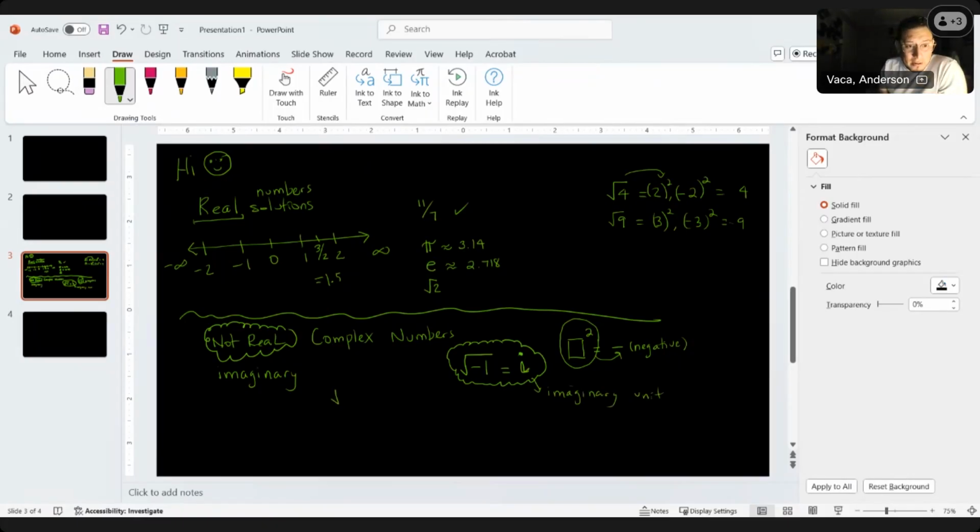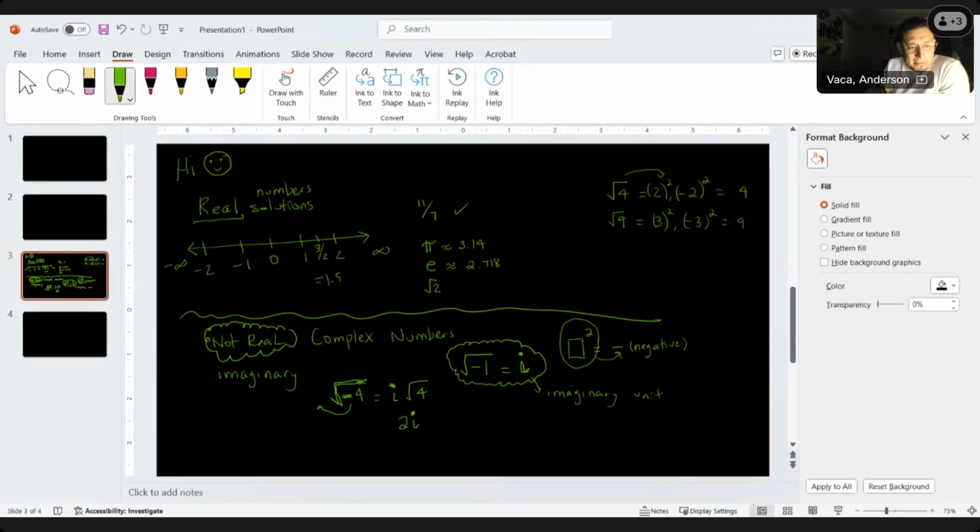For example, the square root of -4. How would I do this? The moment I see a negative inside of a square root, this negative comes out as the imaginary unit, and then we do the square root of 4. The square root of 4 is 2, so I'm going to write this as 2 times i, where i represents the fact that this must be an imaginary number.